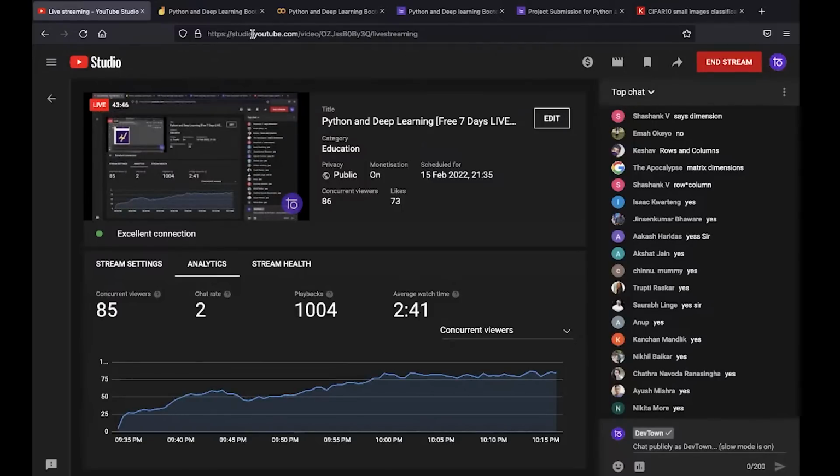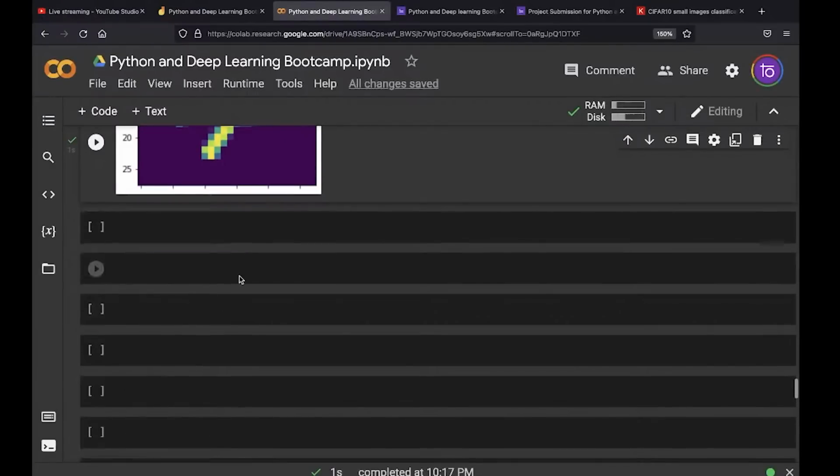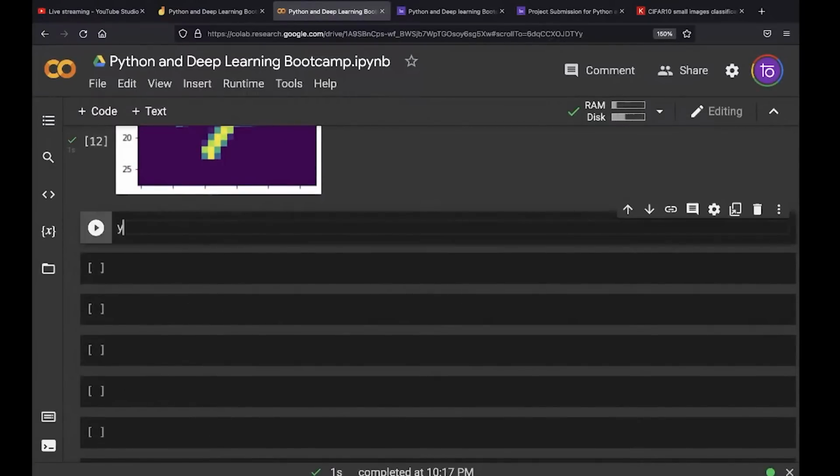Okay. Now the next process is to flatten the matrix. That means convert the matrix into one dimensional. If you have heard about NumPy, you must know about the dimensions. Now we are going to flatten our matrix to convert it into a single dimension, guys. So now let me show you for the testing part. y_test.shape.